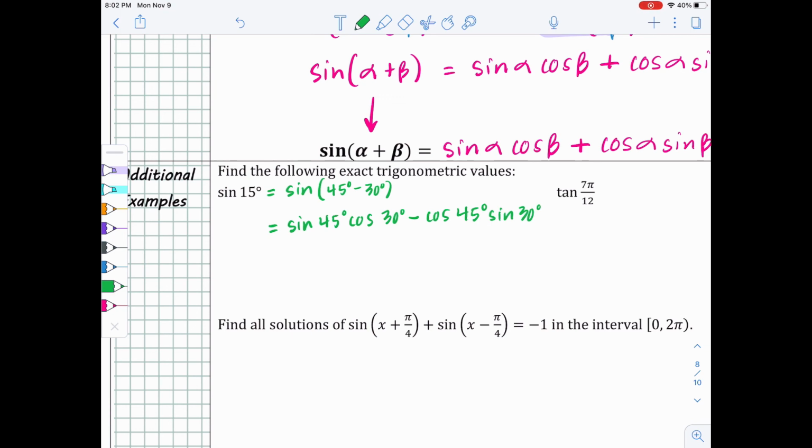Now that we have that expanded, we can find those values because we know them. The sine of 45 degrees is equal to the square root of 2 over 2. The cosine of 30 degrees is equal to the square root of 3 over 2, minus the cosine of 45, which is the square root of 2 over 2, times the sine of 30, which is 1/2.